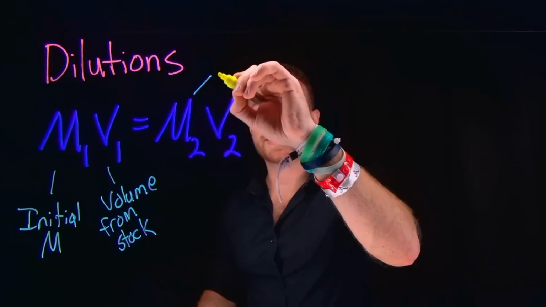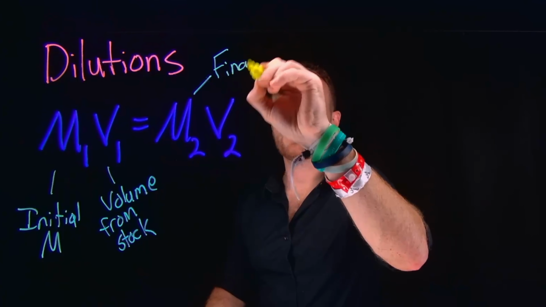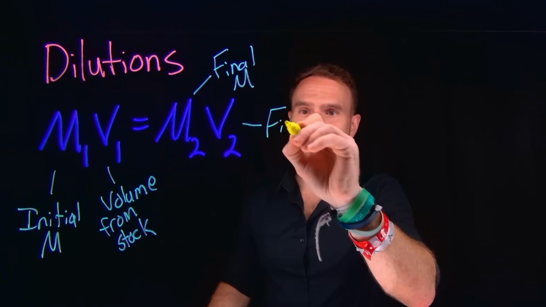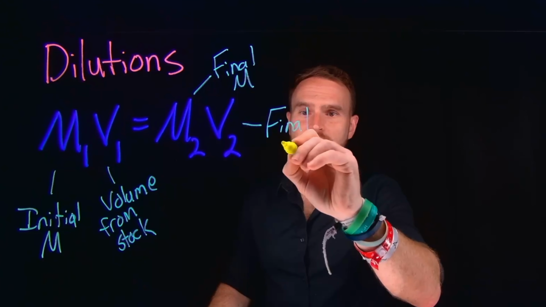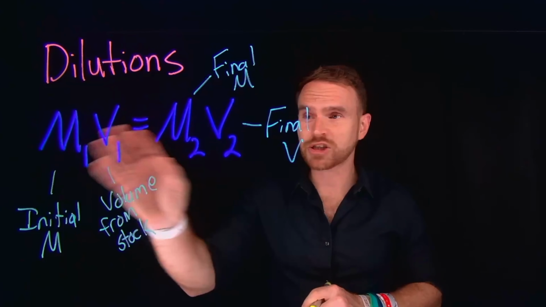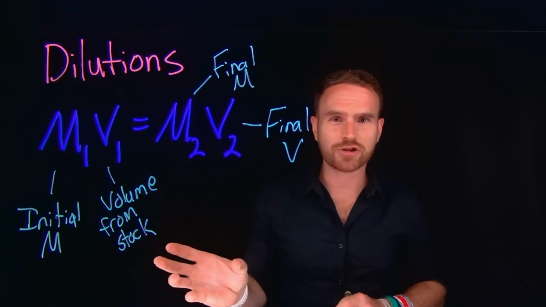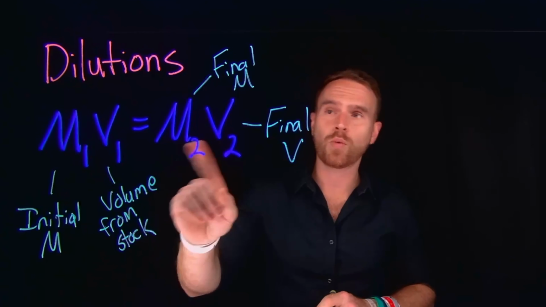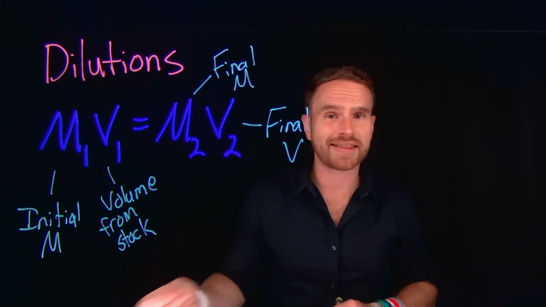Or in other words, that's going to be your final molarity. And V2 then is going to be your final volume, or the final volume of the solution that you end up making. Now, it's a plug and chug type of formula where you just plug in the values, perform the simple algebraic manipulations, and you can get your answers.